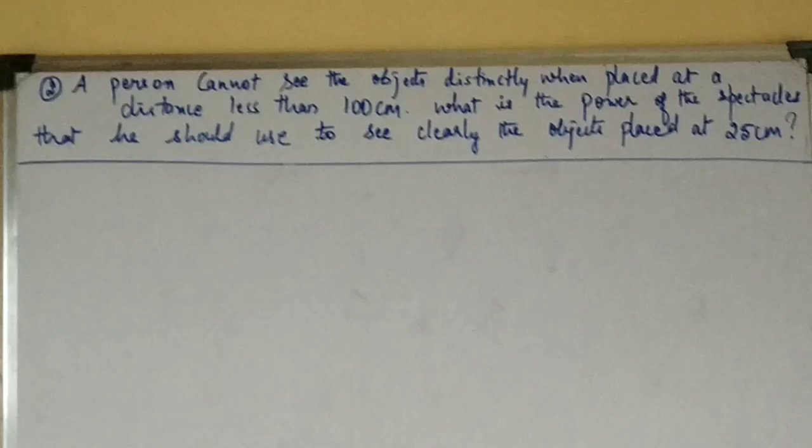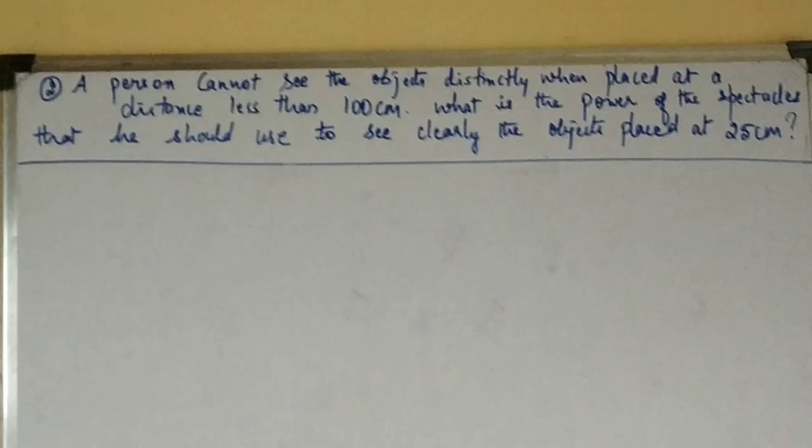So in order to read normally, the person should be at the least distance of distinct vision. So what power of the spectacles does he have to use? Suppose we are placing a convex lens. What is the power of that particular convex lens used in the spectacles to see the objects clearly at 25 centimeter?